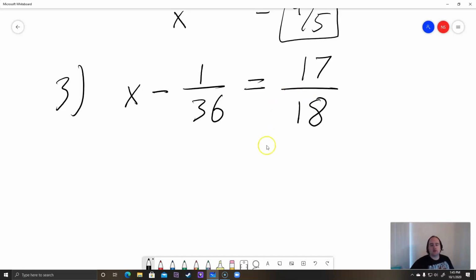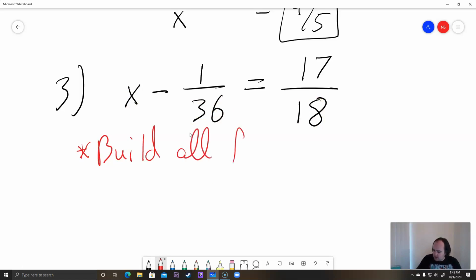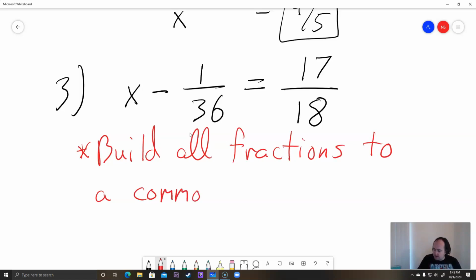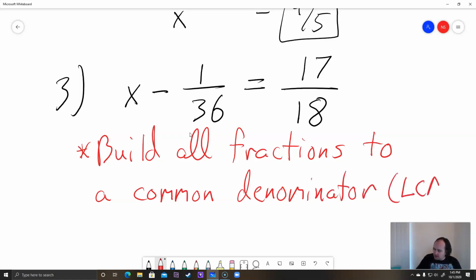So what we want to do is isolate x, but these two fractions have different denominators. So what we're going to have to do is build all fractions to a common denominator. And what most people build it to is the LCD. You don't have to build it to the LCD, but it's usually the easiest one to build it to. Okay, so I'll put LCD in parentheses.